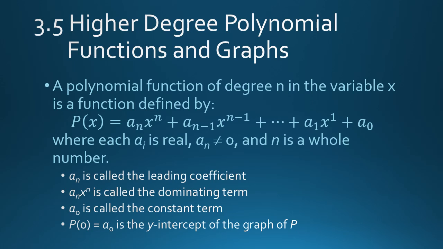In other words, we have this in descending order. We start with the highest power of x and work our way down. And the powers must be whole numbers in order for this to be a polynomial.